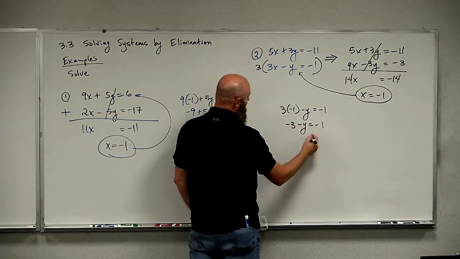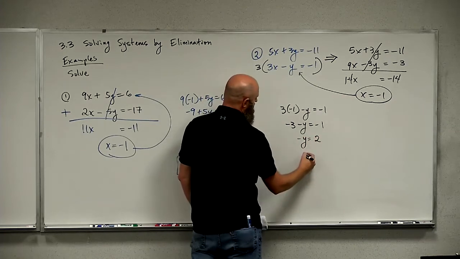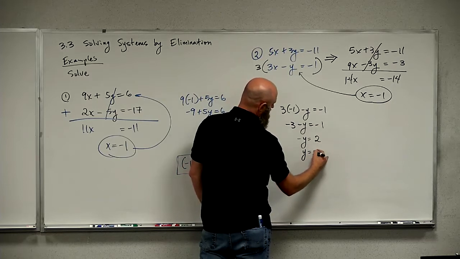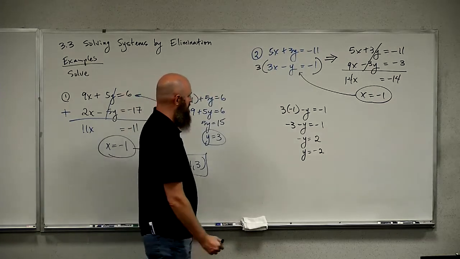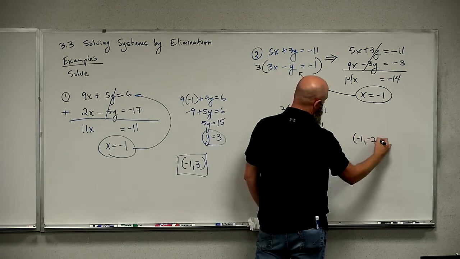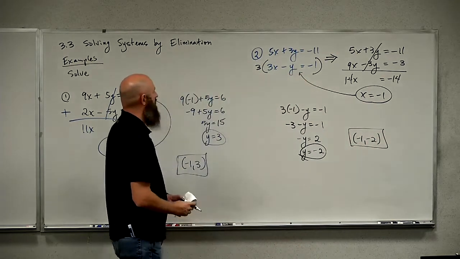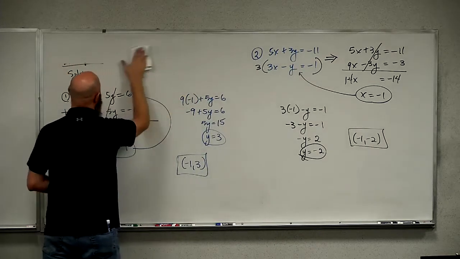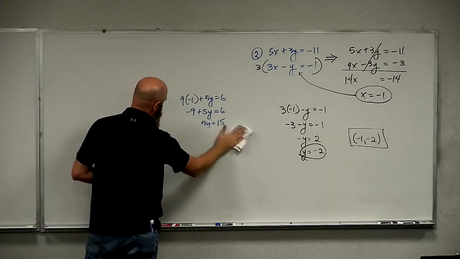I'm going to add the 3 over to get negative y equals 2. So y equals negative 2. We have our two answers: negative 1 and negative 2. Now you can see we can start making these things the same by multiplication, so that we can then do our elimination.